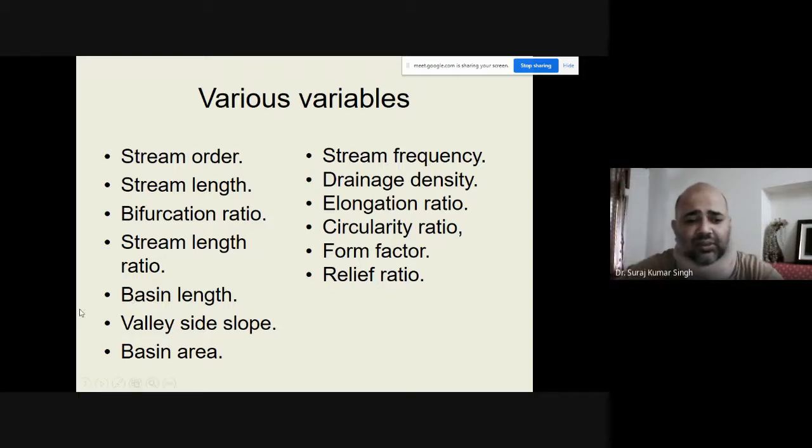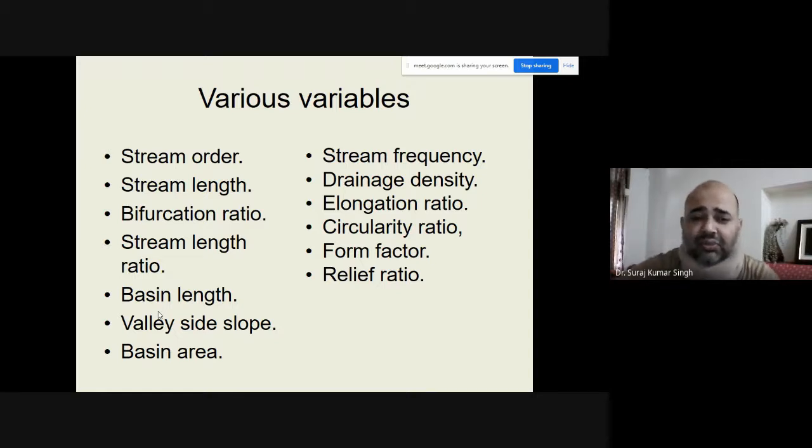Then we'll be calculating the stream length ratio, then basin length, valley side slopes, basin area, stream frequency, drainage density, elongation ratio, circulatory ratio, form factor, and relief ratio.